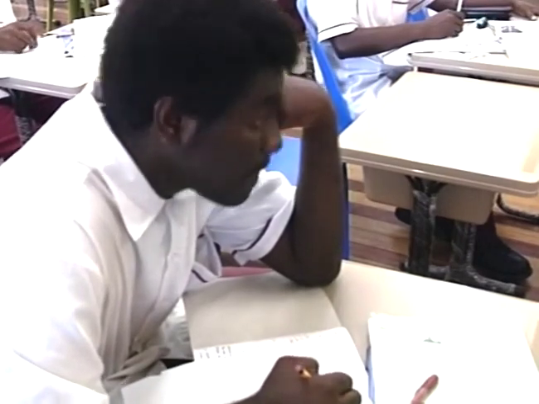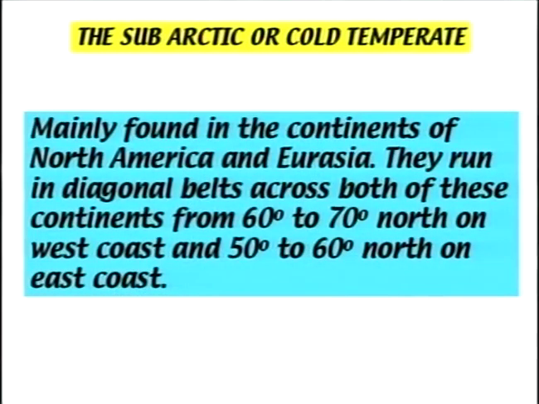Some more important information about the subarctic or the cold temperate climate. These climates are mainly found in the continents of North America and Eurasia. From what we have studied already on temperate climates, we have found that the North American continent and the Eurasian continent is a very big landmass area. Therefore, they experience different types of temperate climates.